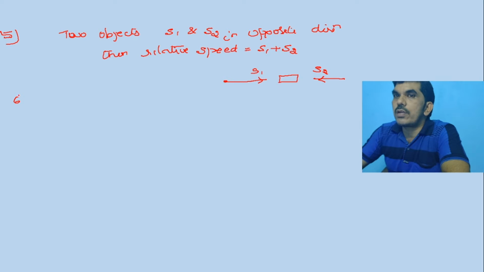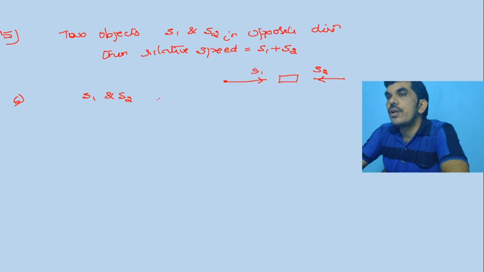Now, the sixth one is similar to this. The two objects are moving in the same direction at speeds s1 and s2 for a constant distance.